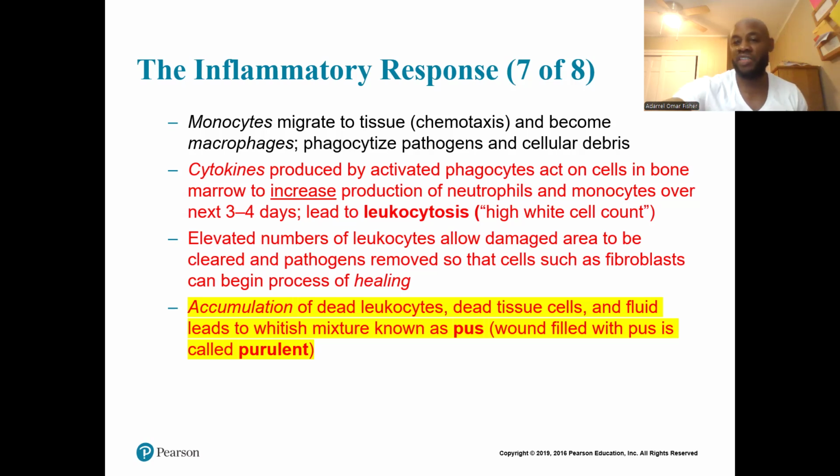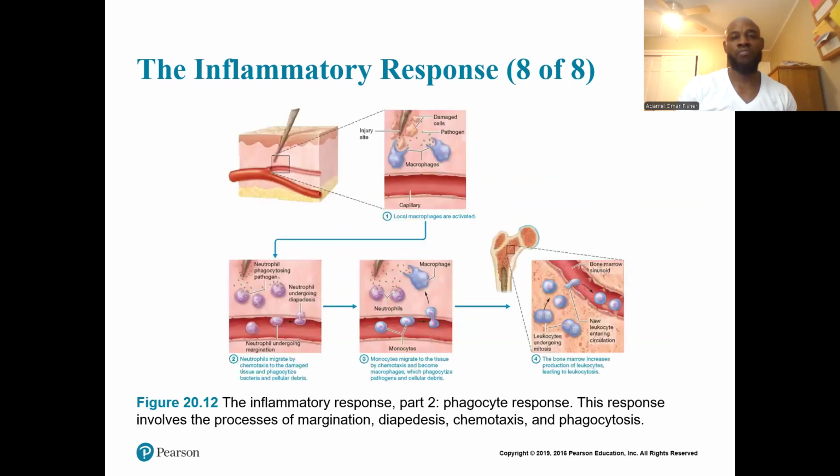The accumulation of these dead leukocytes is what we know of as pus. So when pus fills a wound, that's dead white blood cells that have done their job. Soldiers dying on the battlefield, and they form what is called pus. And that's our inflammatory response.